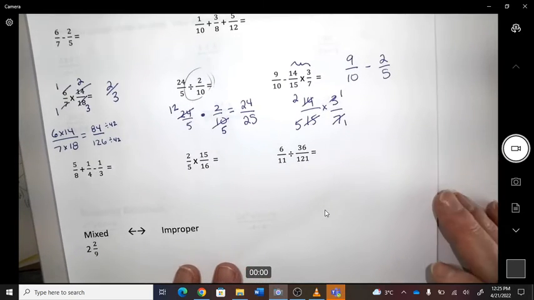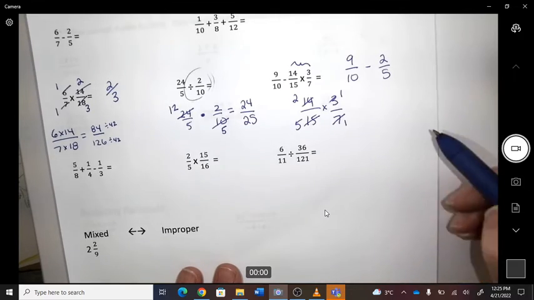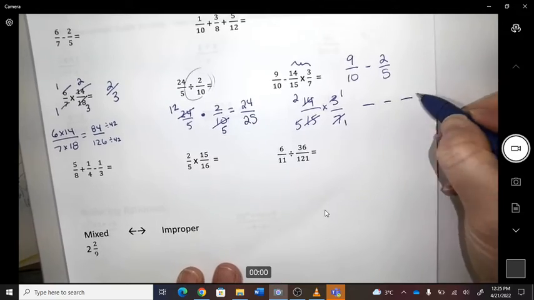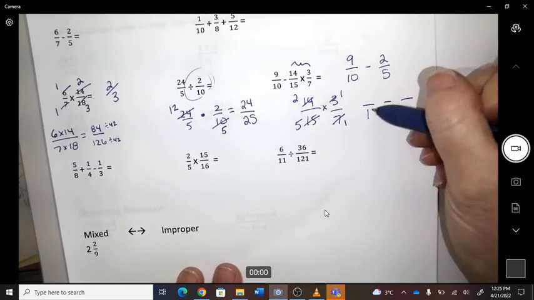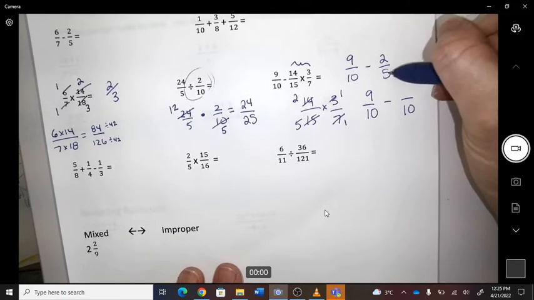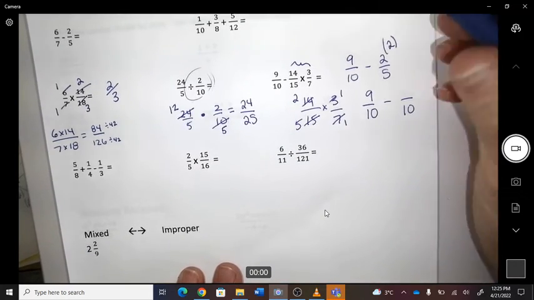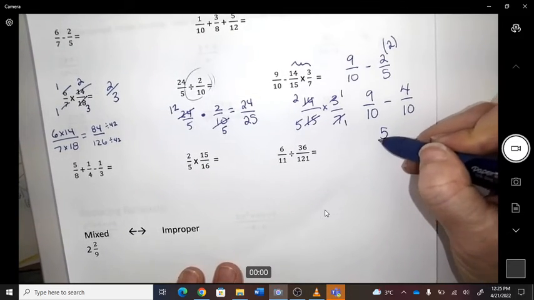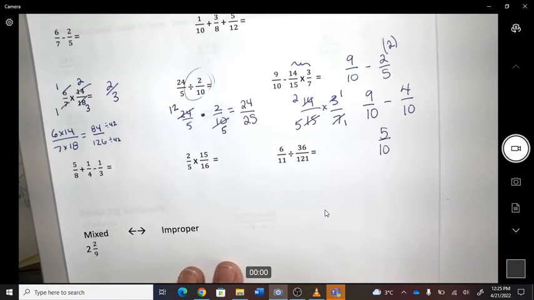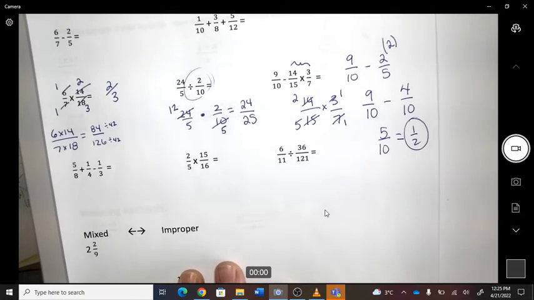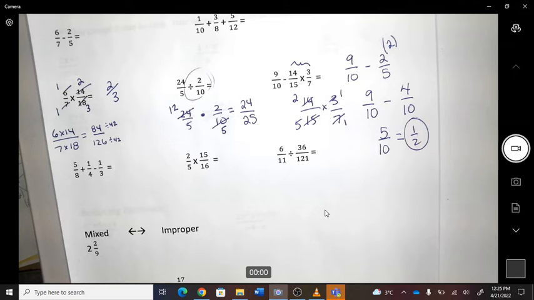Okay, now I'm going to do the subtraction. Okay, so now putting these together, I have to do a common denominator. So I want both of them, I think, to be a 10. So 9/10. And then this would have to turn into a 10 by doubling. So 9 subtract 4 is 5/10, which is also a reduction of a half.